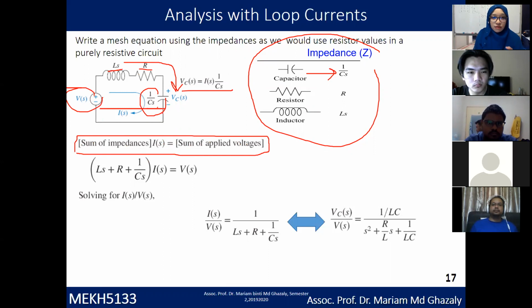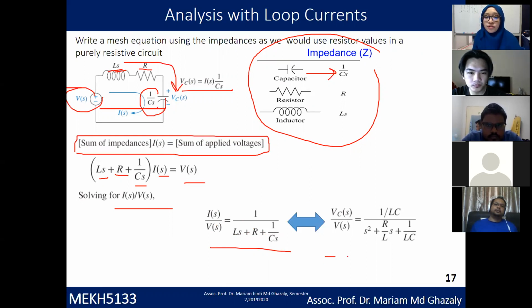So by looking at this you can write out the equation. What impedance do you see here? We have inductance, resistance, and capacitance. So LS plus R plus 1 over CS, in brackets, times IS, equivalent to the sum of applied voltage. Applied voltage you have only one, which is VS. So solving for IS over VS, you can write IS over VS equal to 1 over LS plus R plus 1 over CS.